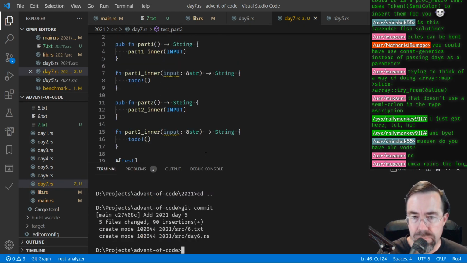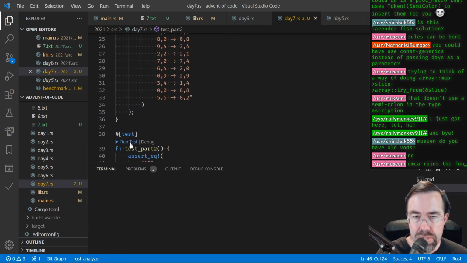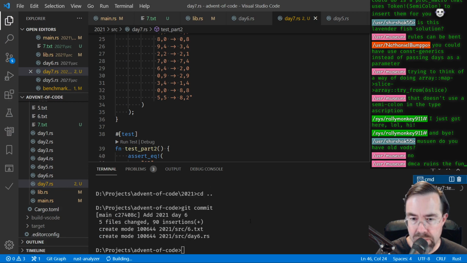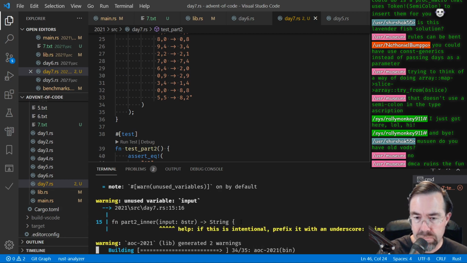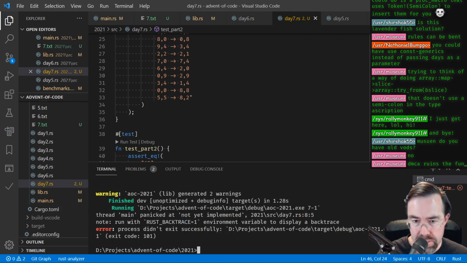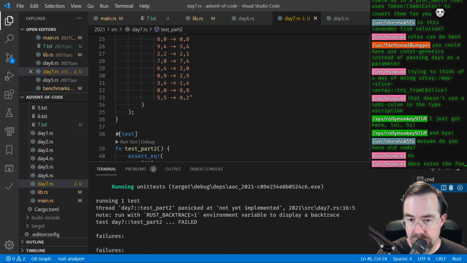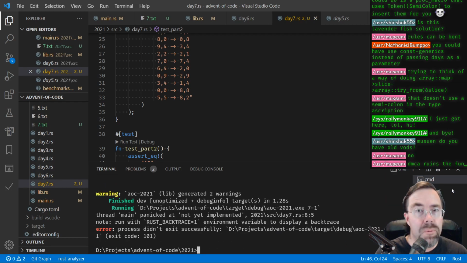All right, so we'll make sure that this runs. And this, 2021 cargo run 7.1. It did not run because it's not yet implemented. That's what I wanted to see. Okay, cool. So what are we doing?